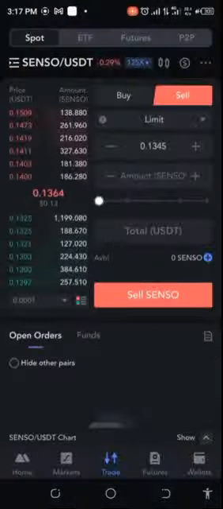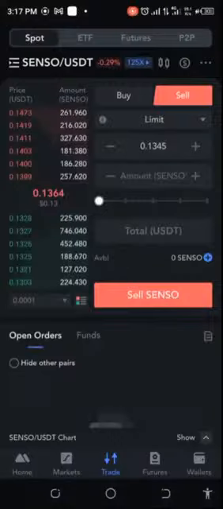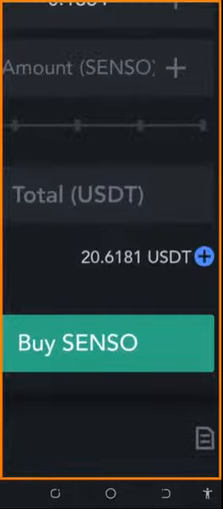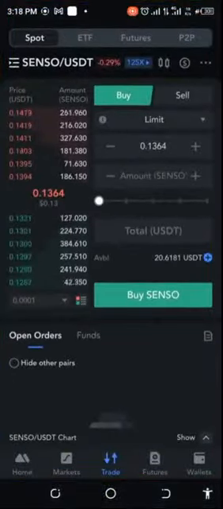All right, I'm back, and it has already sold to USDT. Yes, Senso USDT is already sold. As you can see, Senso has been sold to USDT. I'm so happy. And what do we have here? Yeah, we've got 20.61, just like we said it, right?